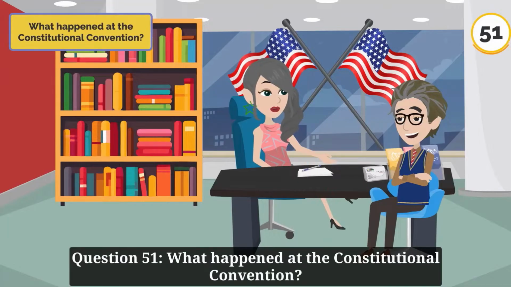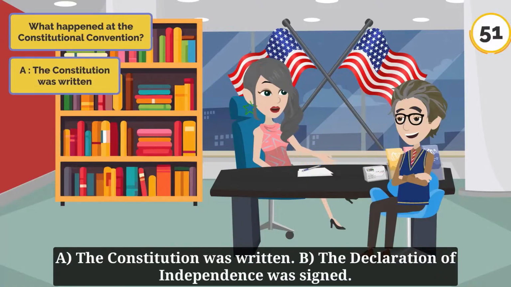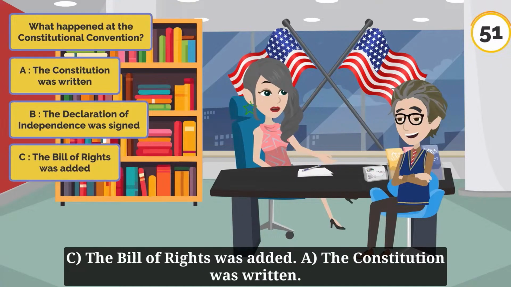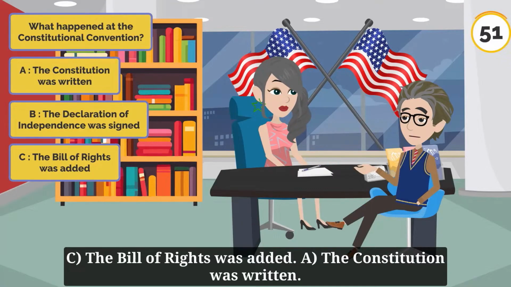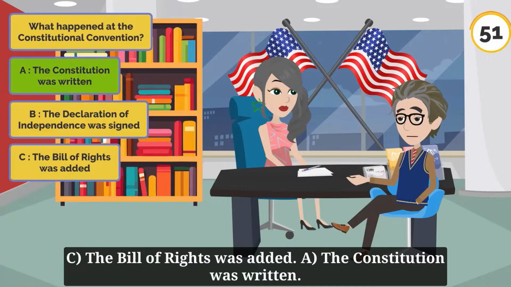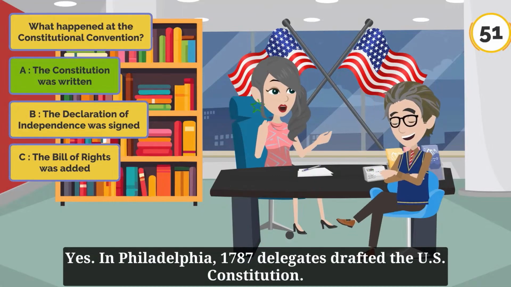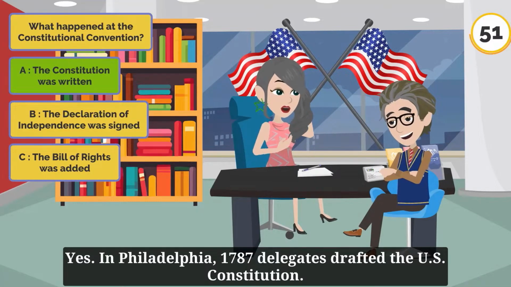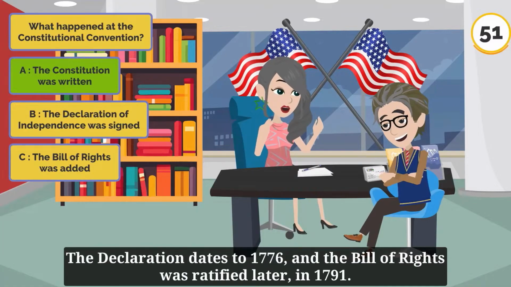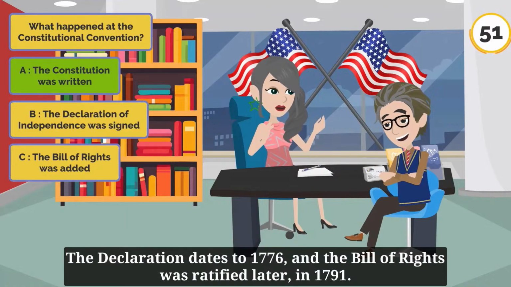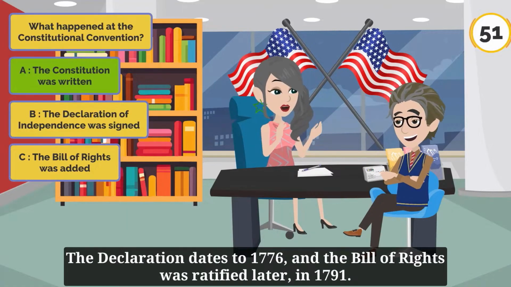Question 51. What happened at the Constitutional Convention? A. The Constitution was written. B. The Declaration of Independence was signed. C. The Bill of Rights was added. I'll go with A. The Constitution was written. Yes, in Philadelphia, 1787 delegates drafted the U.S. Constitution. The Declaration dates to 1776, and the Bill of Rights was ratified later in 1791.